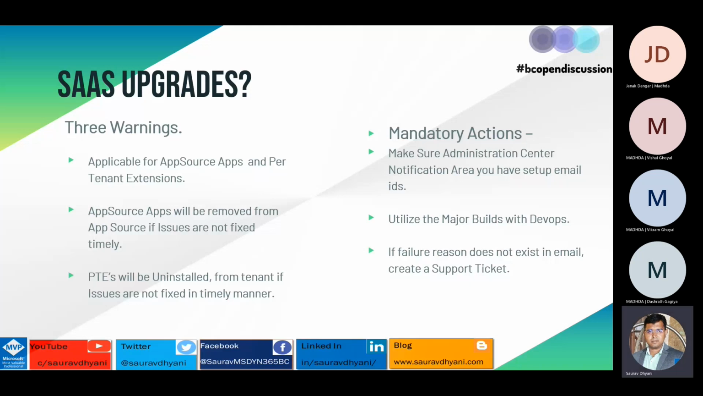For AppSource extensions, it's very crucial, because if they are not upgraded and made compatible before the release of the product, more or less in 15-20 days, they will actually be removed from Microsoft AppSource. So the AppSource partners have more to do than for the per-tenant extensions that we build for our customers. Per-tenant extensions will also be removed if the warnings are ignored and the issues are not fixed in a timely manner.